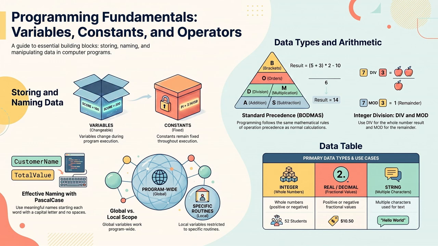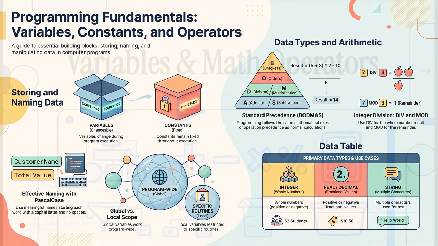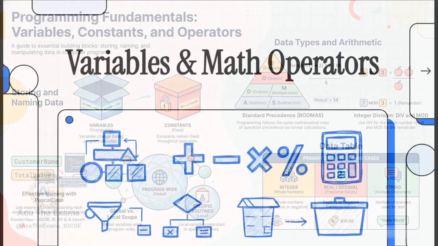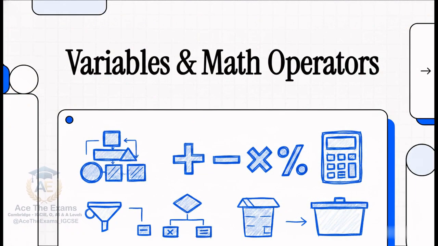Welcome to this explainer. Today, we're diving into something absolutely fundamental. We're breaking down the basic building blocks of computer science. We're going to see how code, at its very core, is really just a beautifully structured way of organizing information and doing some pretty basic math.